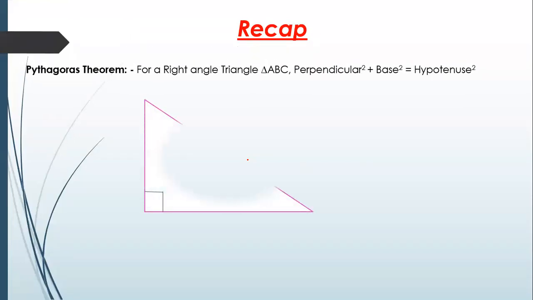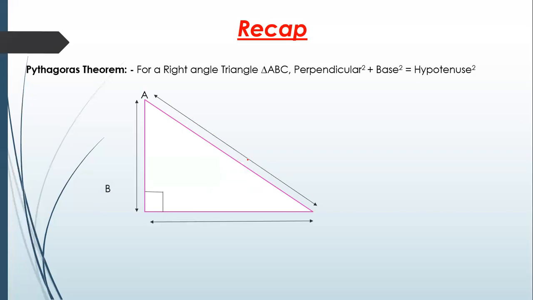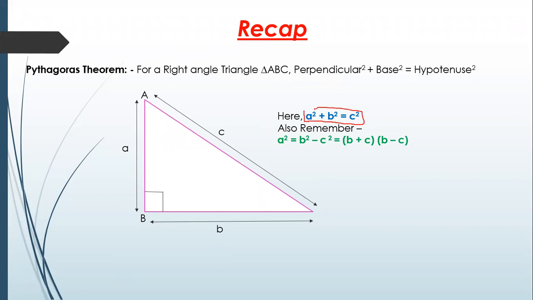Then comes Pythagoras theorem. Everybody knows Pythagoras theorem, that is for a right angle triangle, perpendicular square plus base square equals hypotenuse square. I don't think there is any need to explain this, and there are as many as 118 proofs for the Pythagoras theorem. So you can choose any one. But the thing that you should remember in the case of Pythagoras theorem is a square plus b square equals c square, and then you will find that a square equals c square minus b square, which is equal to c plus b times c minus b. So this form is very important in some of the problems.